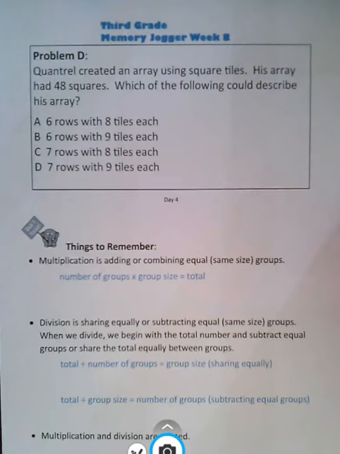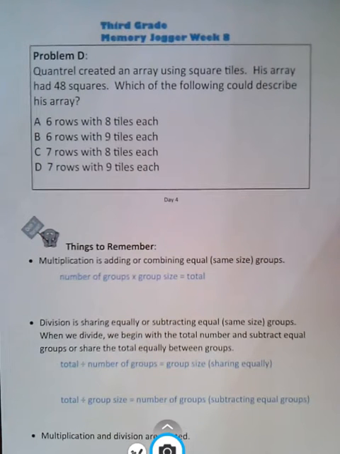We have a few things to remember. First, multiplication is adding or combining equal or same size groups. We have the number of groups times the group size, and that gives us the total. Division is sharing equally or subtracting equal or same size groups. When we divide, we begin with the total number and subtract equal groups, or share the total equally between the groups. So we could start with the total, divide by the number of groups, and that would give us the group size. That's what we call sharing equally. Or we could start with the total, divide by the group size, and that would give us the number of groups. That's subtracting equal groups.